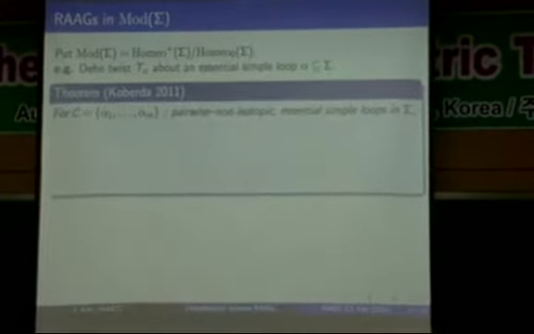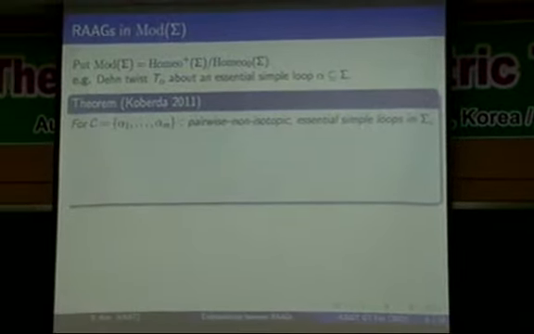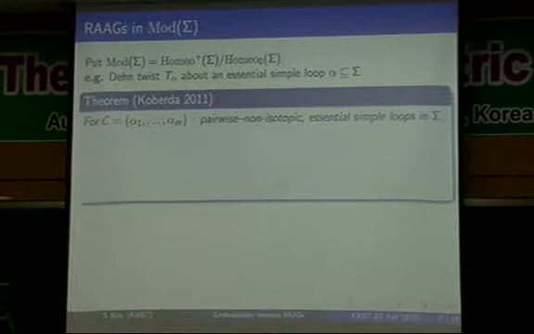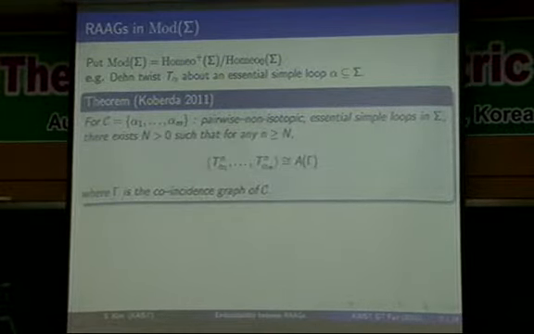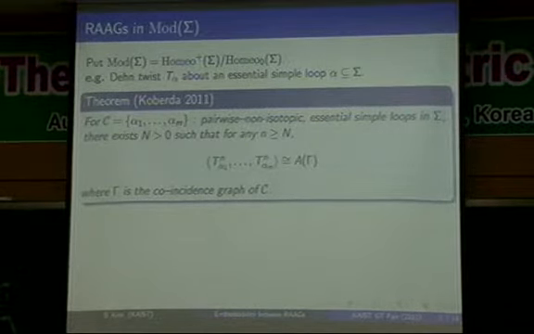And actually I should have mentioned at the beginning of the talk that all this work is joint work with Thomas Koberda, who is at Harvard. He proved that if you have pairwise non-isotopic essential simple loops on a closed surface, let's say alpha 1 through alpha n, and you consider the Dehn twists generated by them, usually it can be a very complicated subgroup of the mapping class group. But his theorem was that if you raise them to sufficiently large powers, then you get a right-angled Artin group.